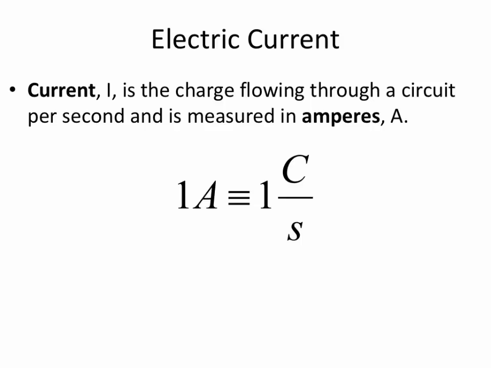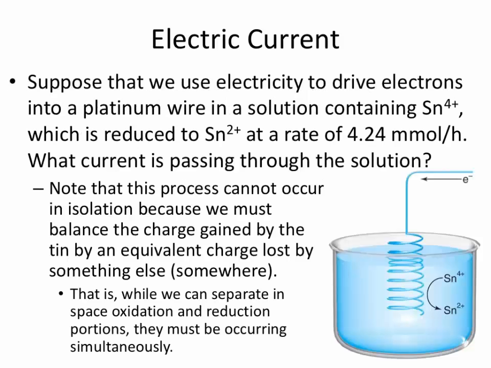Now current, which we symbolize with this capital I, is the charge flowing through a circuit per second and is then measured in what we call amperes. And amperes, or amps, are symbolized with this uppercase A. So 1 amp is defined to be equal to 1 coulomb per second. Now, suppose that we use electricity to drive electrons into a platinum wire in a solution containing tin 4+. And that tin 4+ is then reduced to tin 2+ at a rate of 4.24 millimoles per hour. What current is passing through the solution?